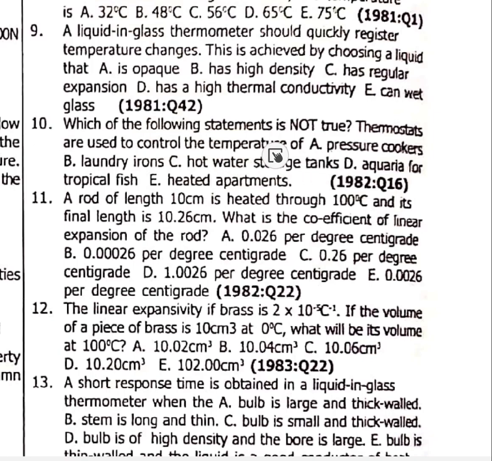So number A is not true. But thermostat works on the other principle. Laundry iron, thermostat is one device where if something is too hot, it goes off. Just like your normal pressing iron. If you are pressing clothes, when the heat reaches a certain point, it goes off. Isn't it so? Just like that, there is a thermostat inside the iron.